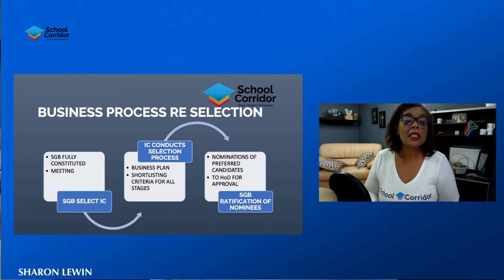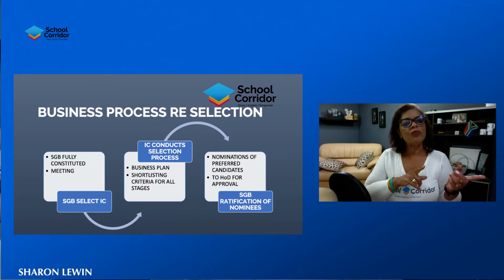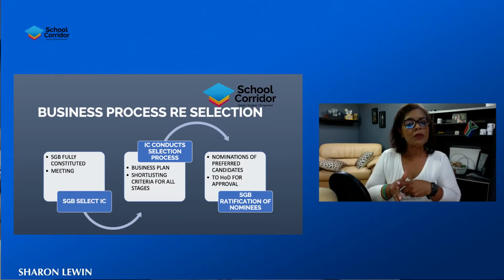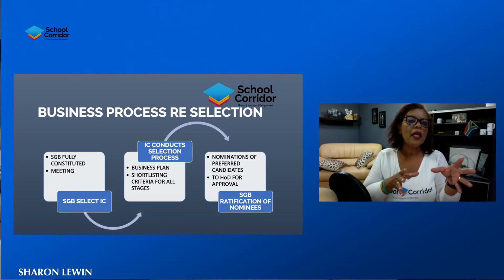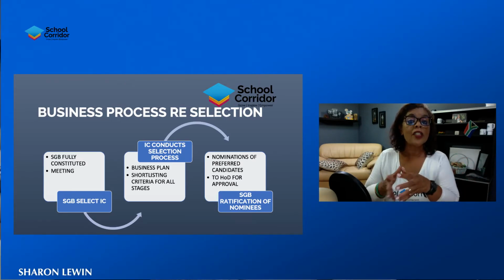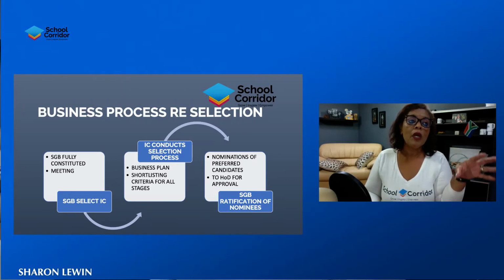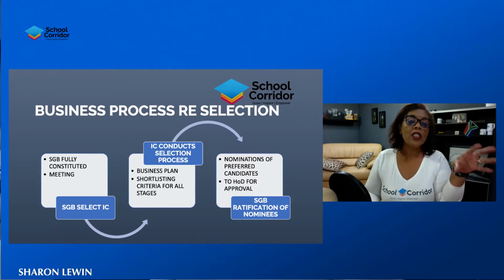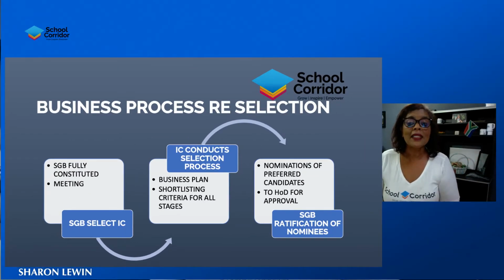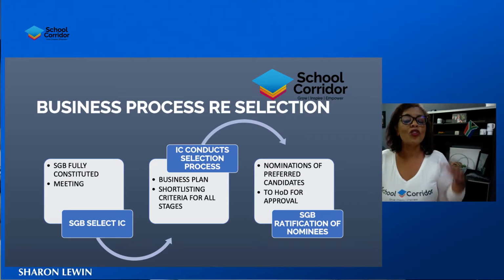And then, of course, the SGB must have a meeting. Usually the SGB is going to select or elect an interview committee, and that interview committee will be acting on behalf of the SGB. Now, in some cases, you'll find that the entire SGB wants to be the interview committee, and that can happen. But in many cases, people will just choose a few members of the SGB, and those members will then be the interview committee.